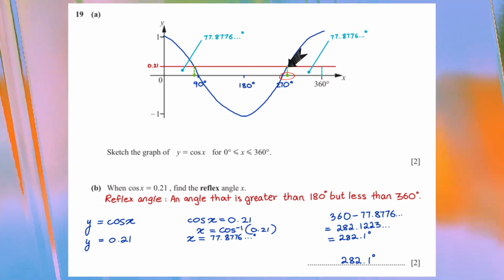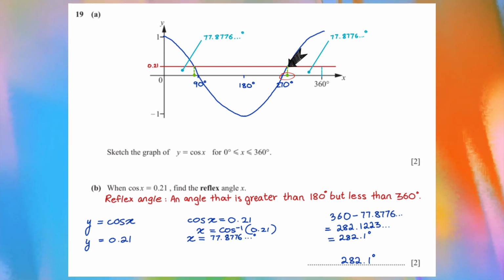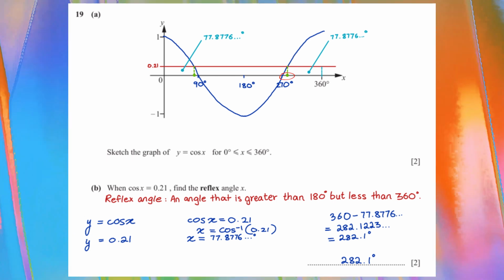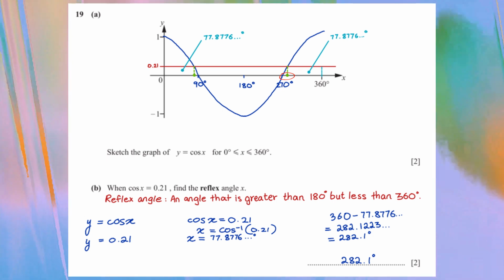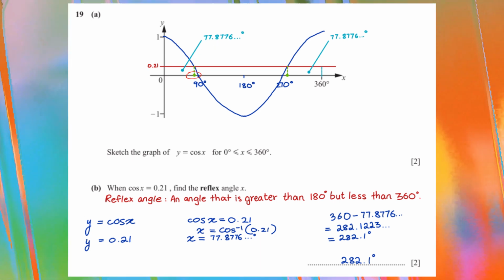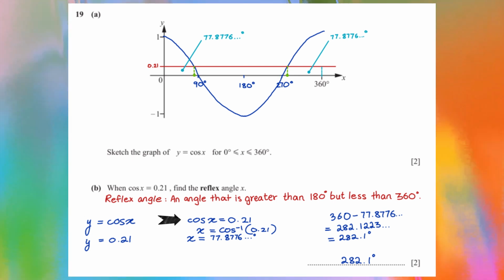The x-coordinate of this point of intersection is more than 180 but less than 360, which means it is a reflex angle. So, this x-coordinate would be the answer to this question. The x-coordinate of this point of intersection is less than 180, which means it is not a reflex angle. So, we do not need to find this x-coordinate. To find this x-coordinate, we first need to move back to this equation and solve for x.